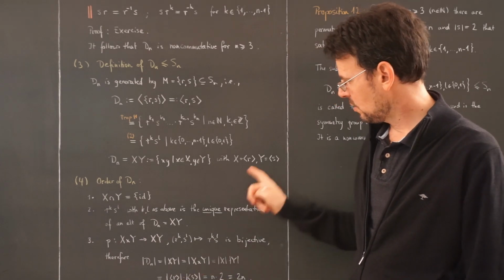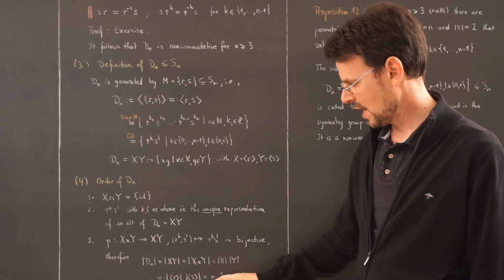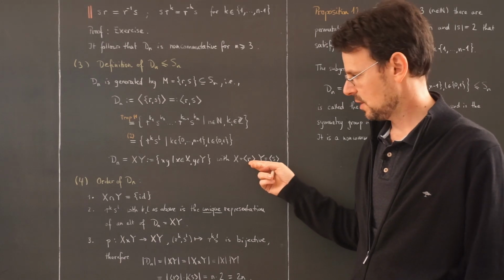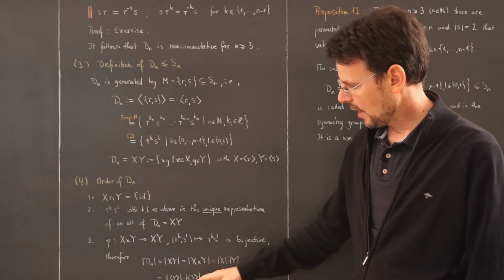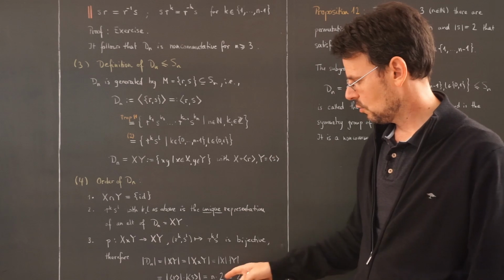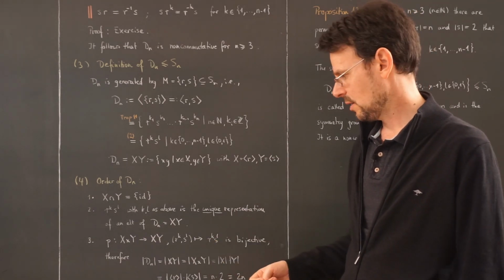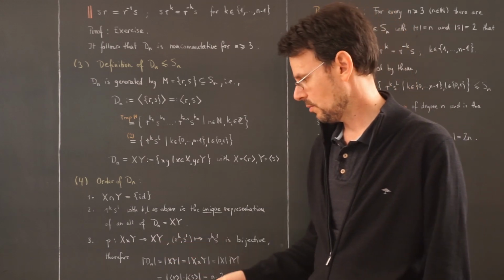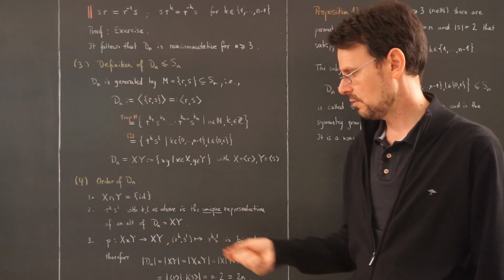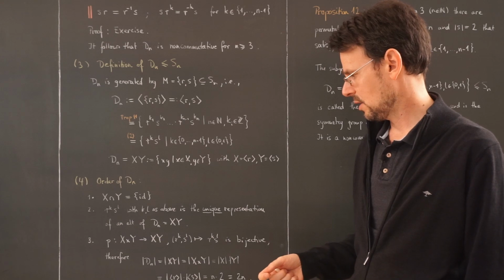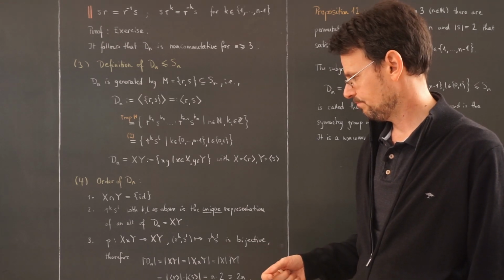But then the order of this cyclic subgroup is n, because this is the order of this n-cycle. And this here has order 2, so I end up with order 2n as we expected, because we already discussed the dihedral group in another context using matrices.